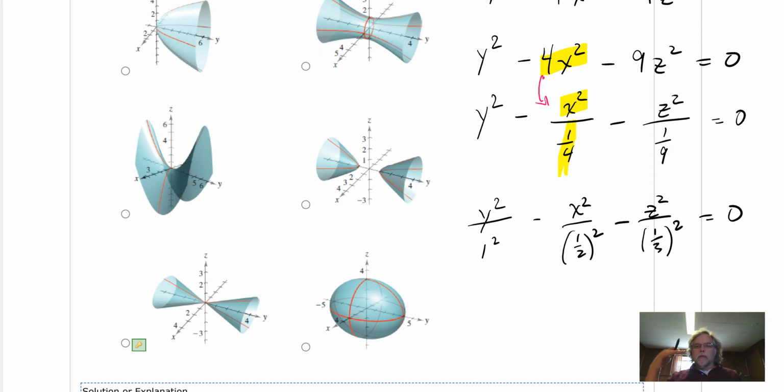Now, in that form, we should be able to match this equation with one of the equations in the table, and then figure out which graph it is. So let's remember a couple things here. All squared, equals 0, and there's a plus and a minus minus.